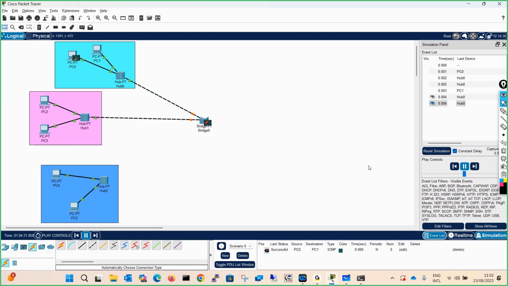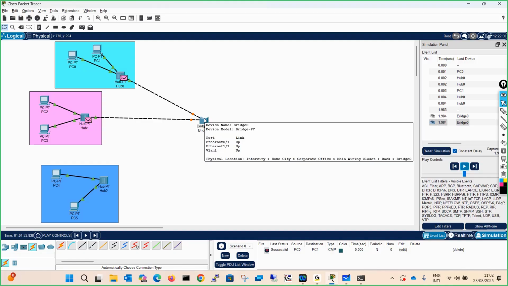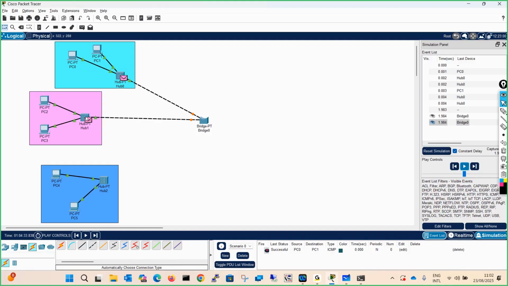One second. Let me check why this port is not coming up. Hold on. Yeah, okay, it's done. Now see, broadcast comes over here, and then the same broadcast is sent over here. See, on hub 1 also, broadcast is sent over here also, and then PC2 and PC3 also receive it. They will reject it. Why? Because this was not meant for them.